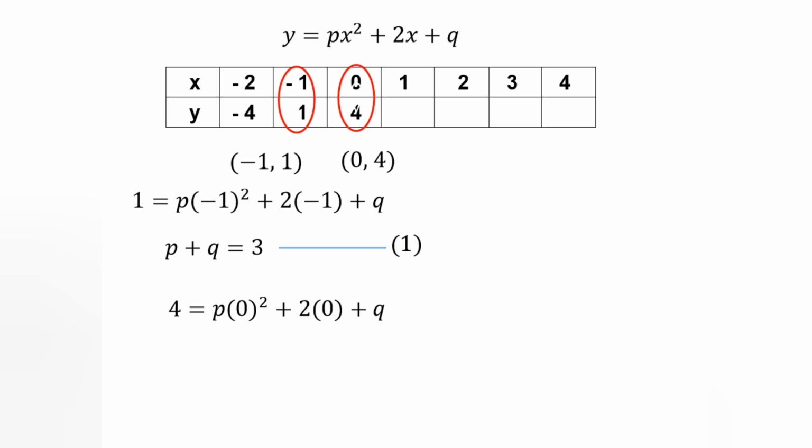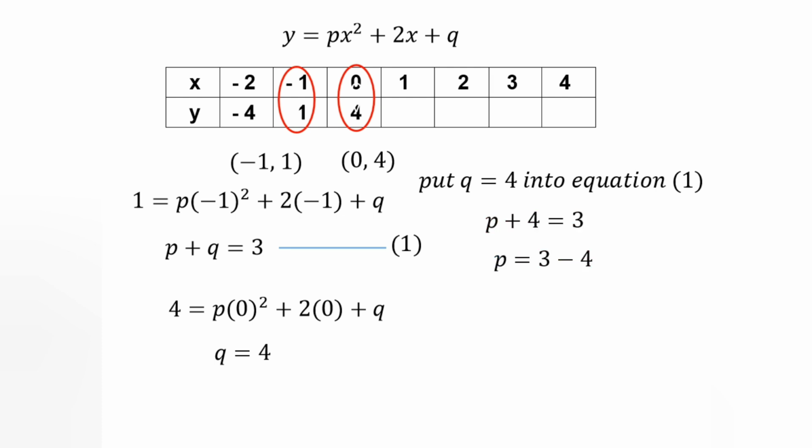Okay, and after doing that, you realize that because it involves 0, that's why I say you choose numbers or values that will be easy for you. So we have Q as 4. Once we have Q as 4, we can just substitute Q into equation 1 and then solve for P. If we substitute the values, we get P is equal to 3 minus 4, which will give us -1. This suggests that P is equal to -1, Q is equal to 4. So even the B part is answered.